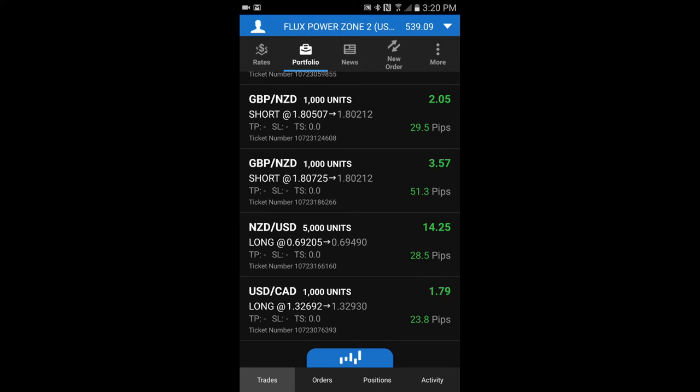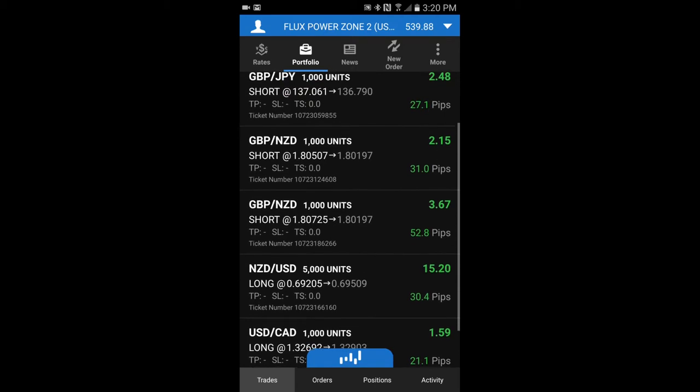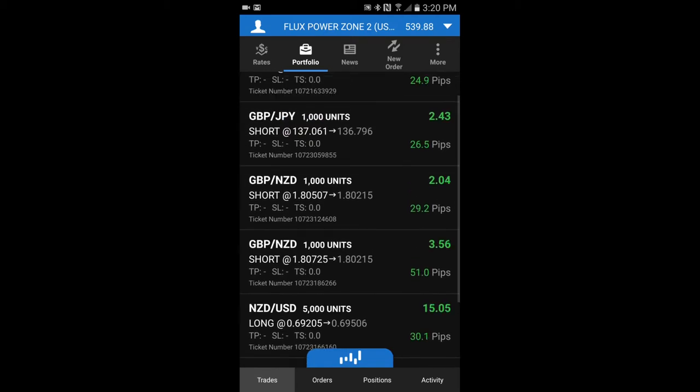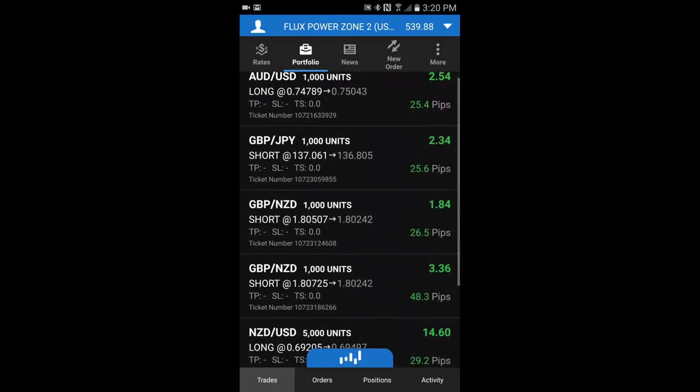It was actually up more than that. It just hit the daily open line and it started dropping. There you go, traders. The Flux Power Zone going in. Time cycle markers.